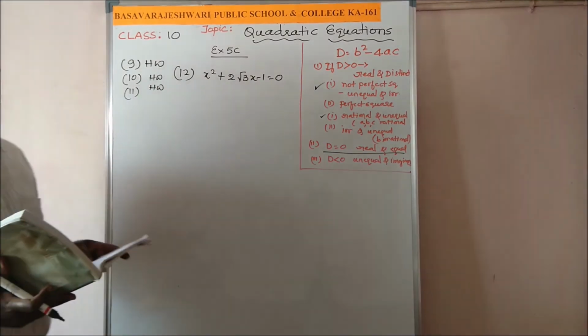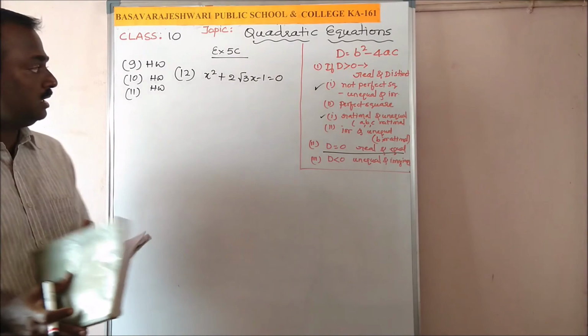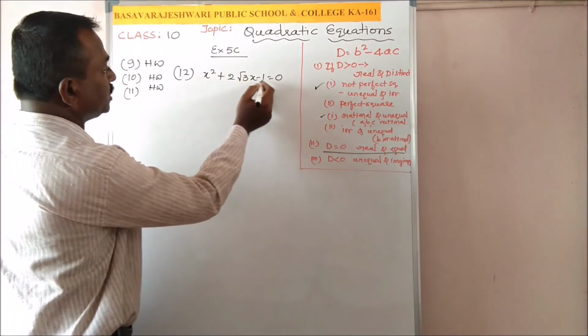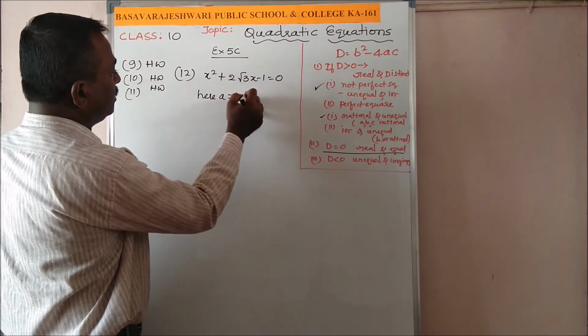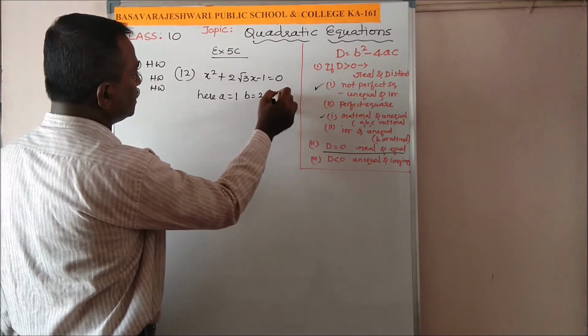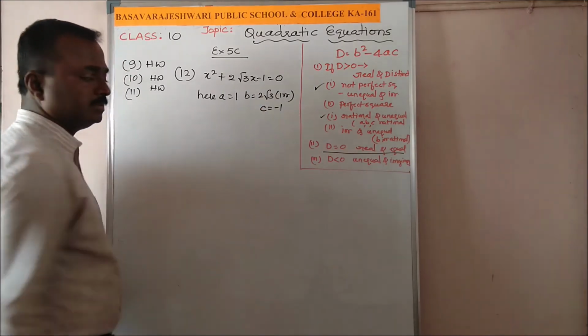So question number 9 and 11, you practice at home. Okay? I'll go to the 12th one. x² + 2√3x − 1 = 0. Here a = 1, b = 2√3. This is compulsorily an irrational number, and c = −1.